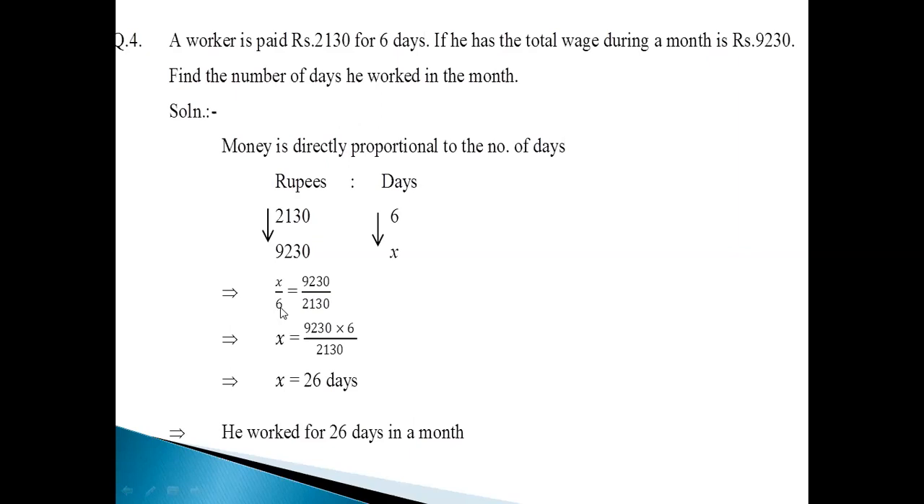Now 6 is divided here. If 6 is divided here, when shifted to the other side, it will be multiplied. So with your calculator, you multiply 9230 with 6, and the answer you get you divide by 2130. So the X value you will get is 26 days. Means that he worked for 26 days in a month. 26 days pay is 9230 rupees. So this is called direct proportion.